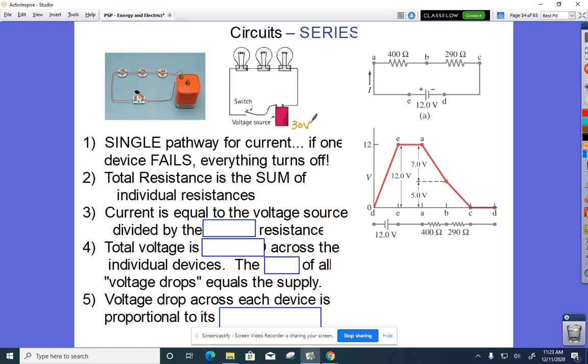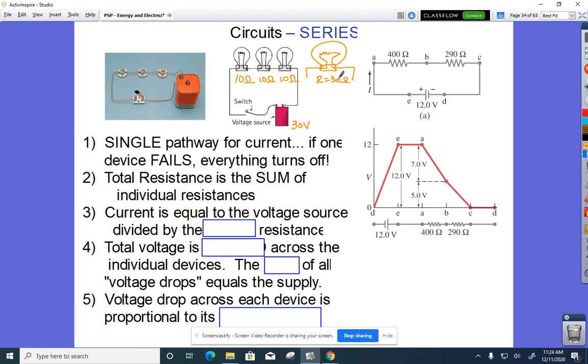So that battery is able to provide a potential difference of 30 volts between those two terminals. Let's say that each one of these light bulbs is operating with a resistance of about 10 ohms. If I connect all three of them up together like this, that would be equivalent to a single light bulb that has a resistance of 30 ohms.